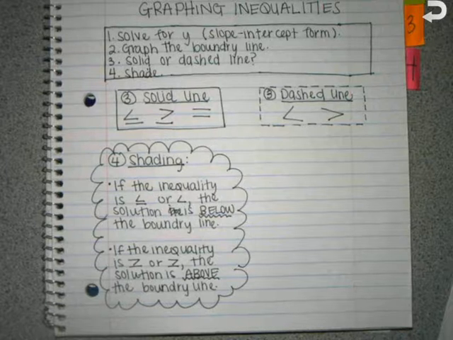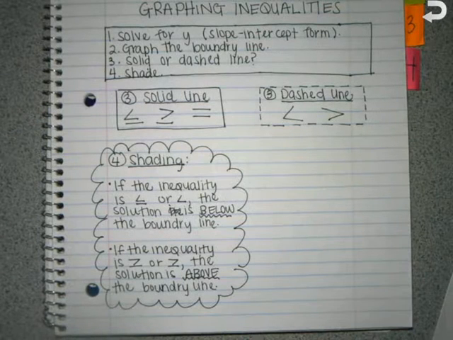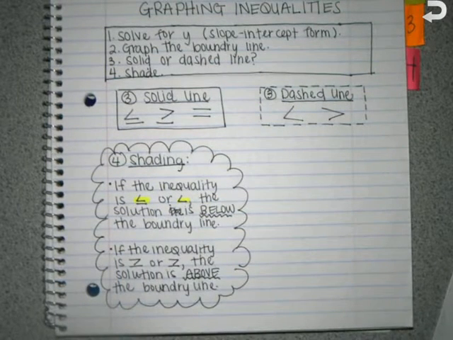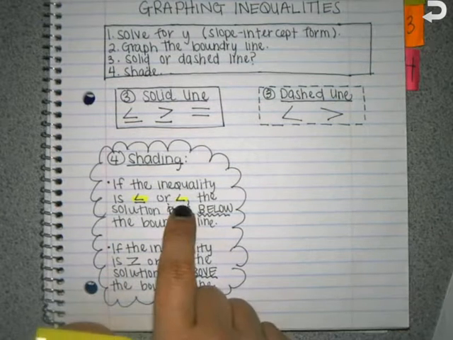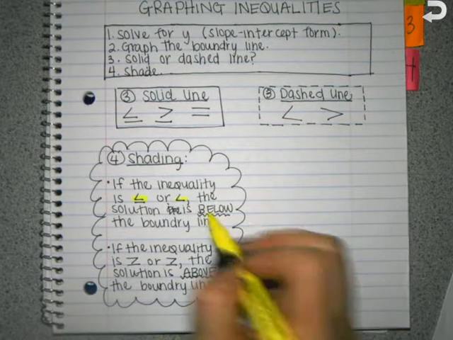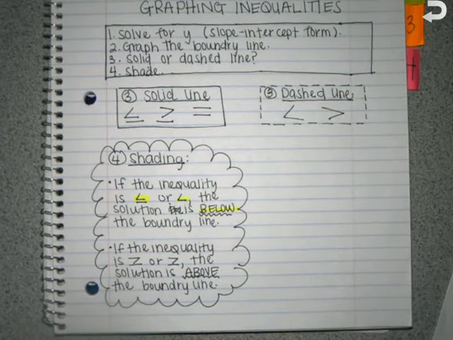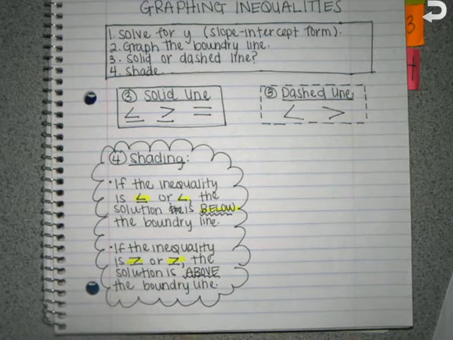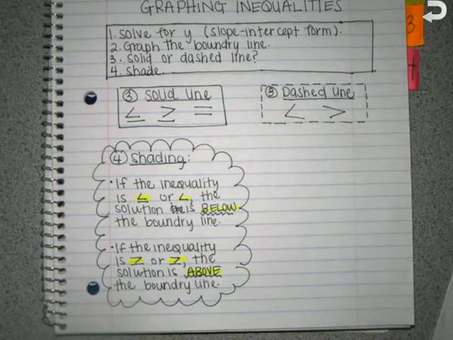So then for step 4, I told you you had to shade where the solution lies. How do you know where to shade? If your inequality is less than or equal to or less than, that means all of the stuff that falls below the boundary line. Okay, so anything below the boundary line, that is going to be what you shade. If your inequality is greater than or equal to or greater than, then the solution is above the boundary line. Okay? Meaning everything that is greater than your y. So that's why we shade above.